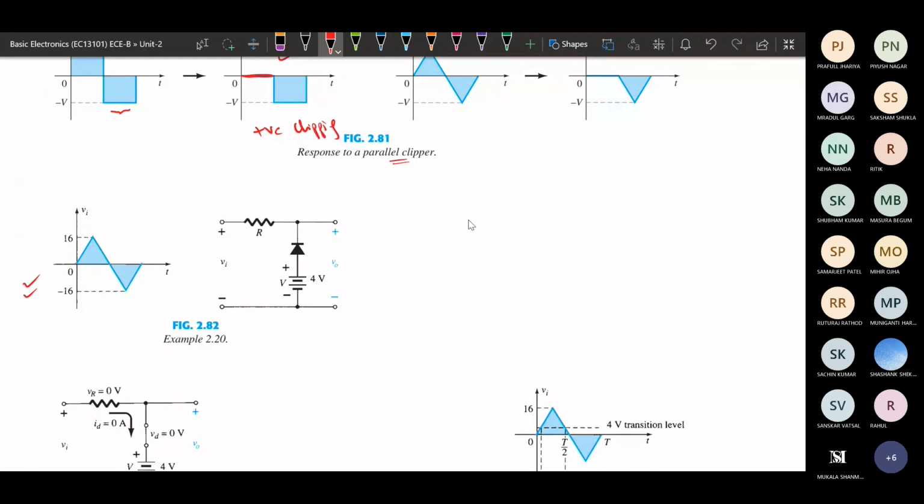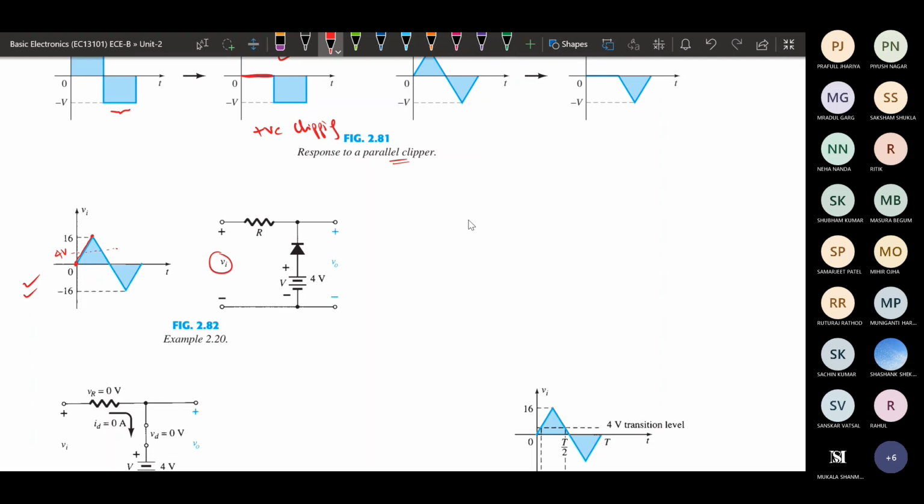So the input, suppose we are increasing from 0 with respect to time, reaching 16 volt. In between that, below this 4 volt, this diode will be forward biased because the external voltage is being applied. This positive voltage is connected to the P type of the diode. So till 4 volt is applied by this input waveform, the diode will be on.